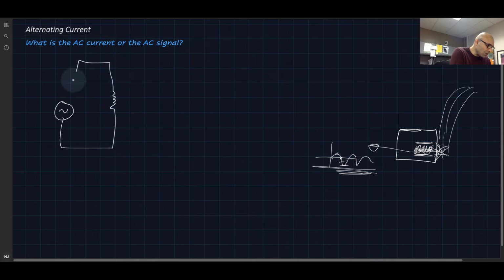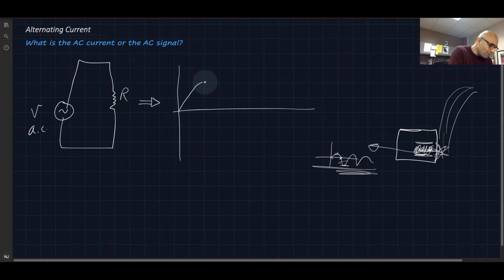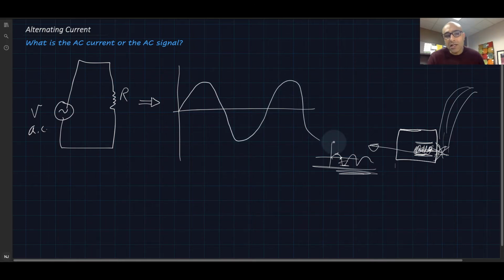Just to give it a symbol, this would be something like R. This would be the voltage or AC signal source, and so forth. The current that comes out of this looks something like that. It goes up and down, up and down, and it repeats in an everlasting cycle. As you can see, from here to here is a cycle, or from here to here, that's a cycle, whatever you want to call it.